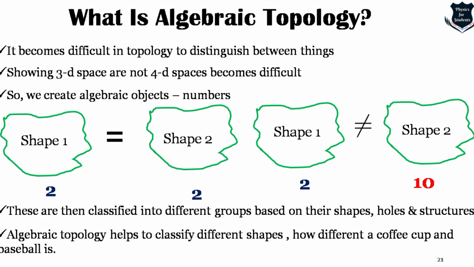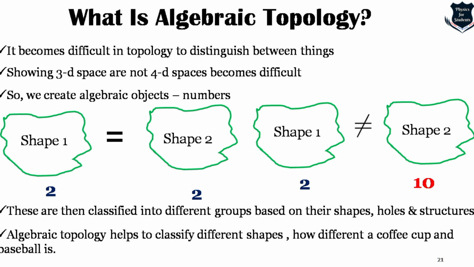And if that number yields to shape 2 and another shape 1, both of them yield the same number 2, then we call that these shapes would have the similar kind of a homeomorphism, or they will be something similar. The properties will be something similar. But you see again another shape 2, which gives a different kind of an integer, that is number 10. That means these shapes are classified into different groups when we assign the numbers. Algebraic topology helps to classify different shapes, how a coffee cup is different from a baseball.